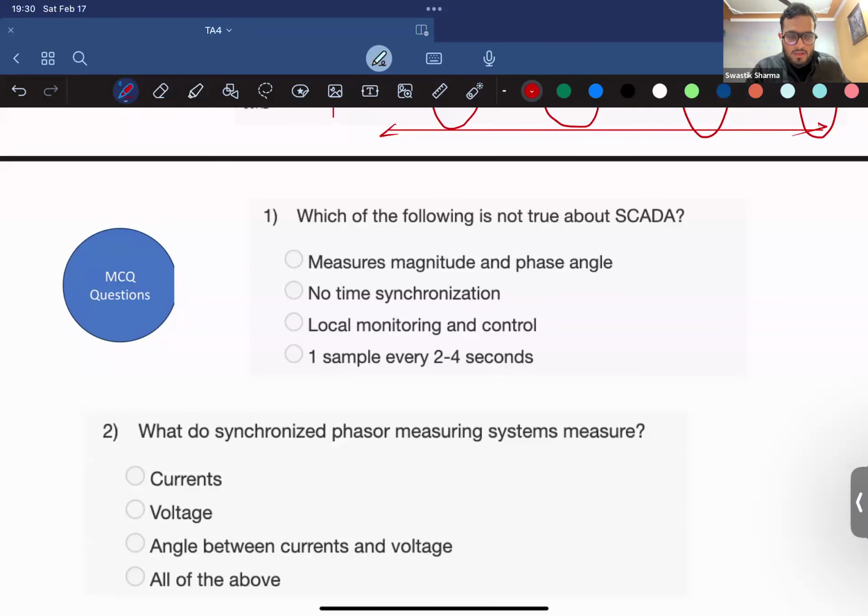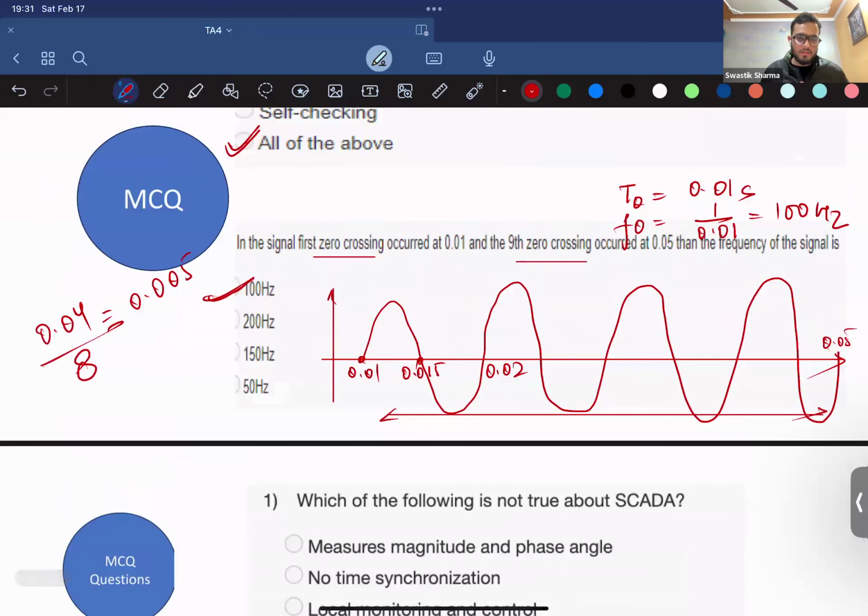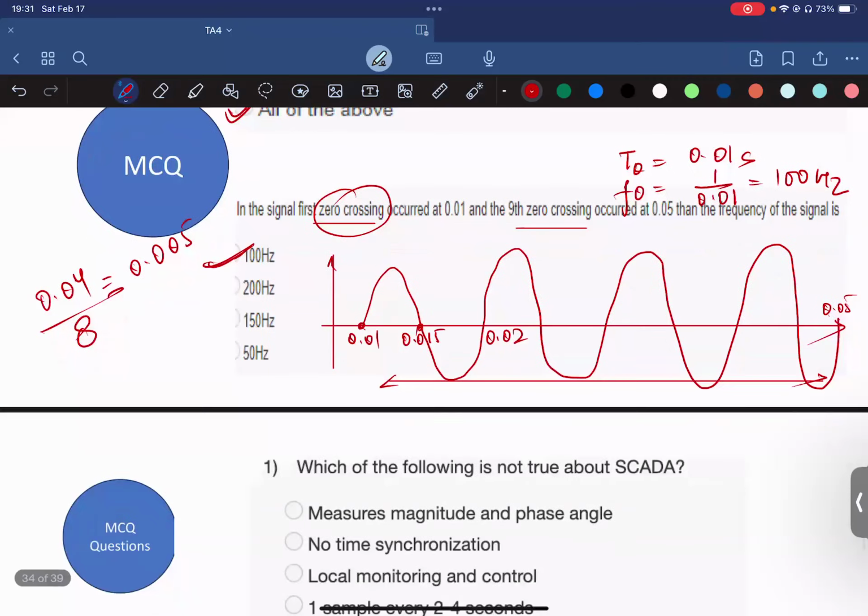Who was the one that answered it? Who was the one who just answered 50 hertz? Nitish Kumar, sir. Yeah. So you got it, na? What I'm telling you, what the correct way of answering that question is? Yes, sir, I understand, sir. Any doubt? Please let me know. So it's talking about first zero crossing, not the first zero crossing where the slope was positive. Okay, sir. Thank you, sir.